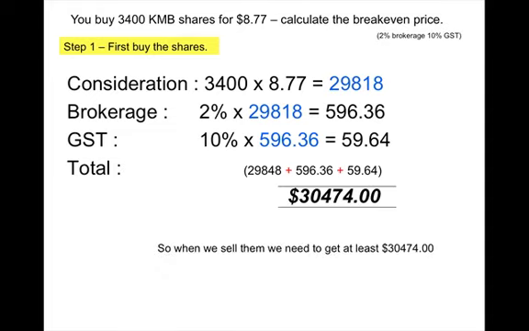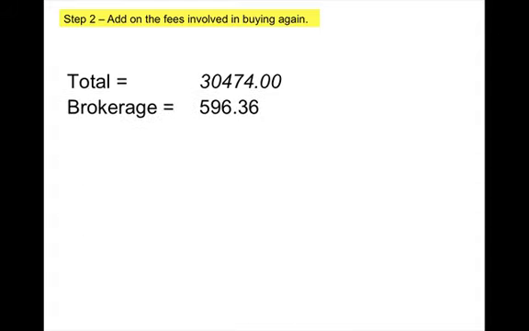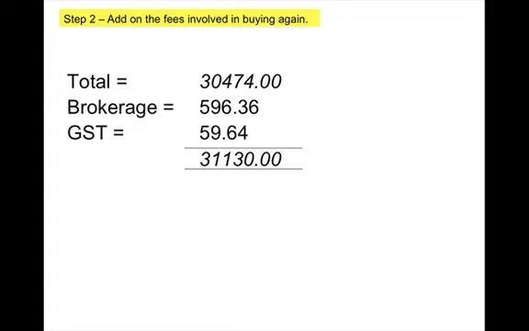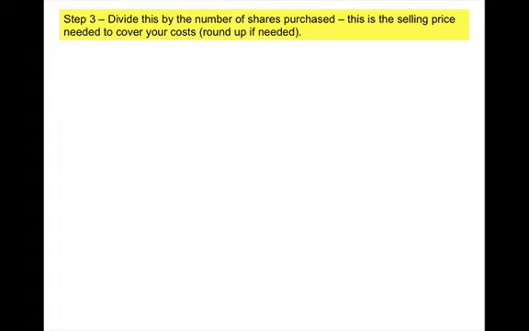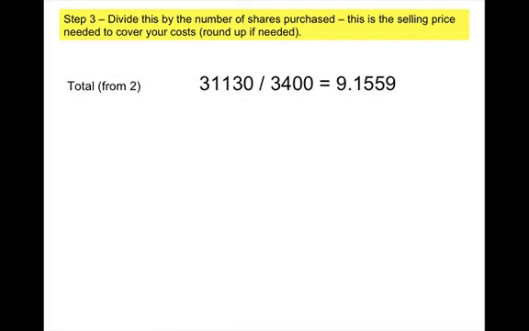So, step 2. We add on the fees that were involved in buying. So that is your GST and the brokerage. So our brokerage was $596.36. Our GST was $59.64. We add them on and we get $31,130. Step 3. What we do is now divide this by the number of shares that you've purchased. So we divide it by 3,400 shares, which gives you 9.1559. So that's $9.15 and 0.59 cents.